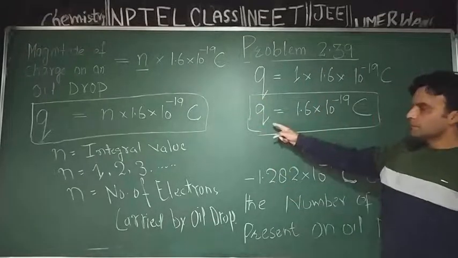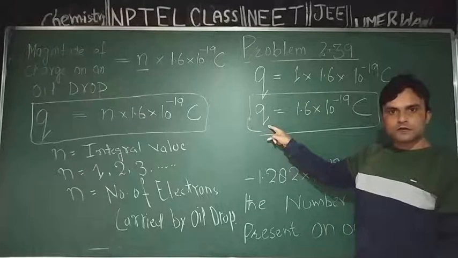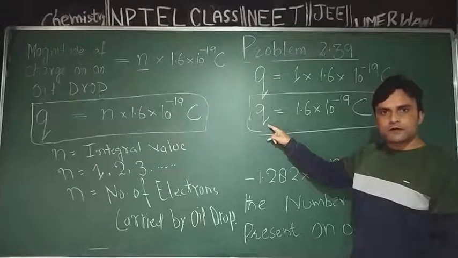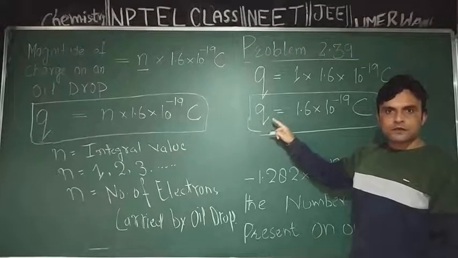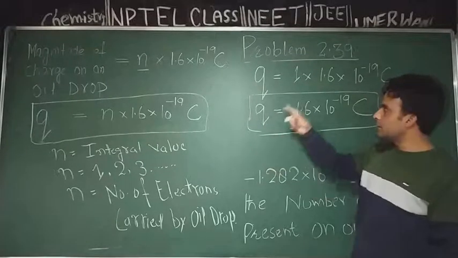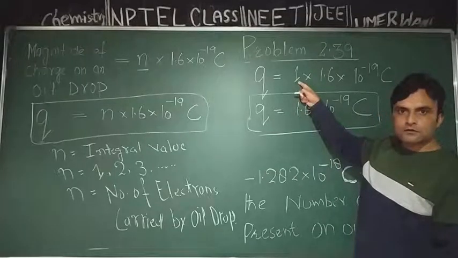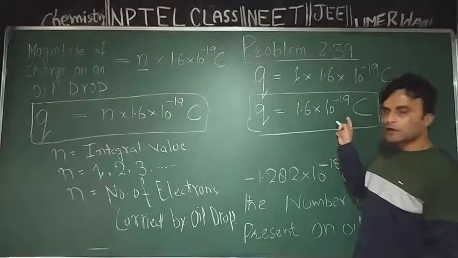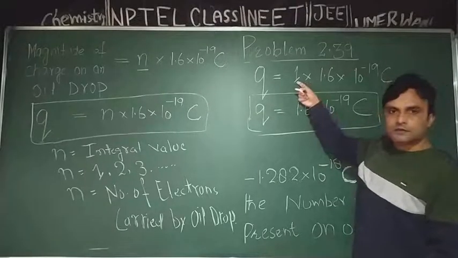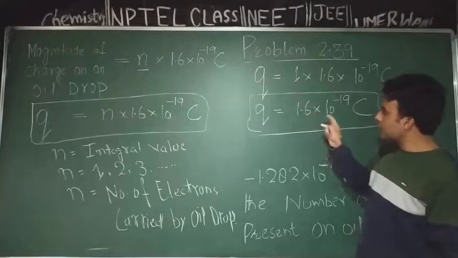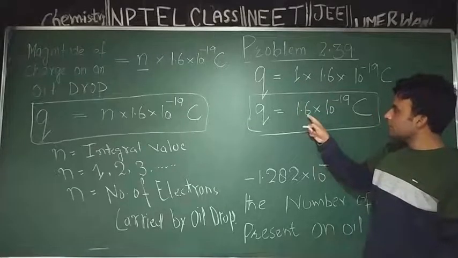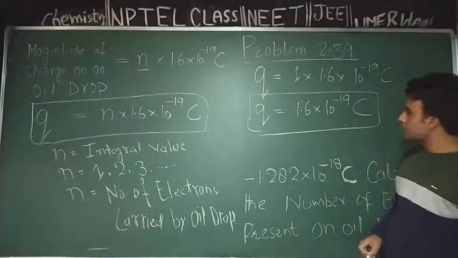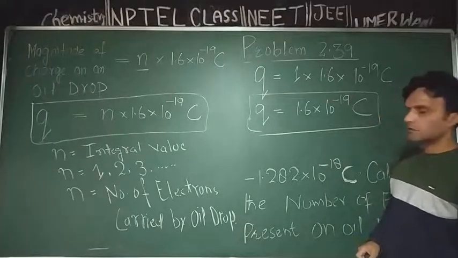What is this q? q is the magnitude of charge carried by the oil drop. And how many electrons are this time on the oil drop? 1 electron. So this magnitude of charge on the oil drop is actually the magnitude of charge carried by 1 electron. And from here, Millikan got that the magnitude of charge on 1 electron is 1.6 into 10 to the power minus 19 coulombs.